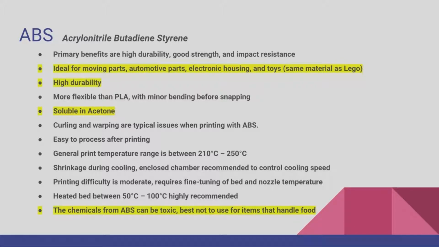Next we have ABS. So this is ideal for moving parts, so automotive parts, electronic housing, toys. It's the same material that Legos are made from. So if you have a robotics team, maybe you need to print parts, so ABS could be something that you look into. It has high durability and is soluble in acetone. The chemicals from ABS can be toxic. So for items that could be used, let's say you're making a fork or something that could touch your mouth, you would rather stay away from ABS.